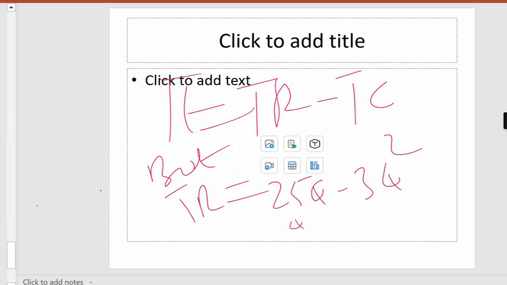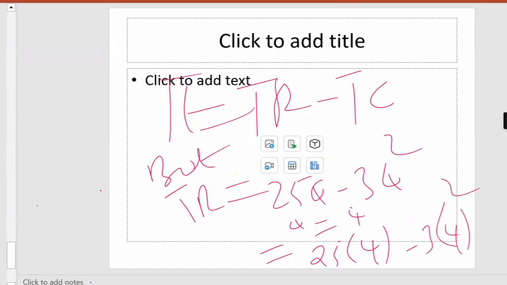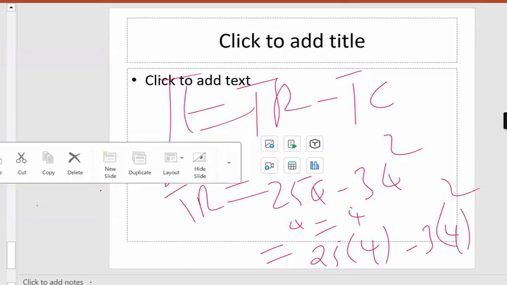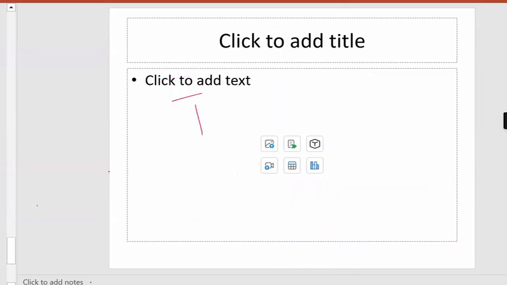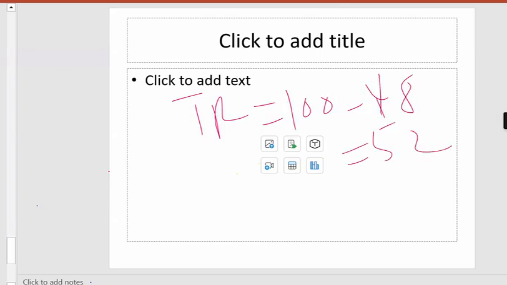Lakini Q tumeshaijua ni ngapi? 4. Just substitute it to get total revenue. So it will be 25 times 4 minus what? 3 times 4 squared, right? Unapata ngapi total revenue? 100 kutoa 48. 100 ukitoa 48. So total revenue is what? 52. What about total cost?